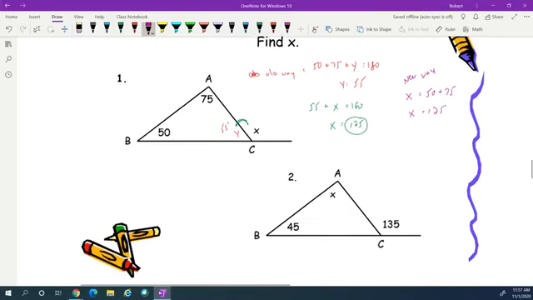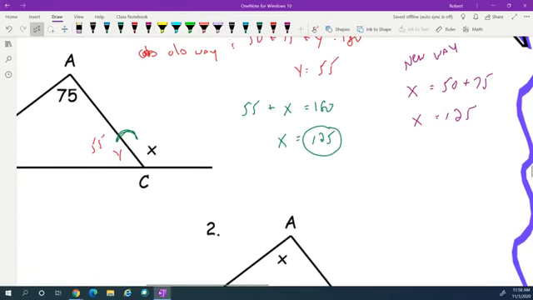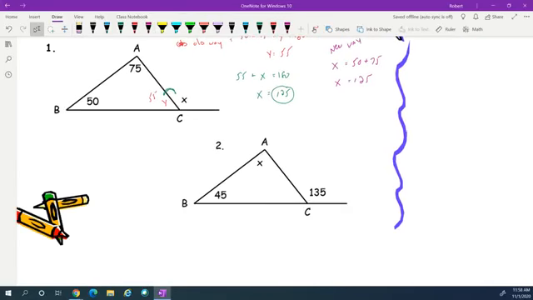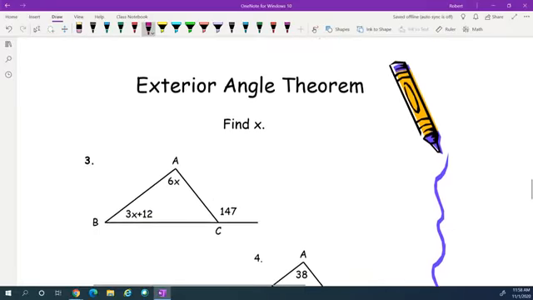And again, looking at number 2, our rule just says the x, whoops, sorry about that. It keeps happening to me. The exterior angle equals the sum of the remote interior angles. So 135 equals x plus 45. And in this case, x is 90. That's the whole rule. Let's keep going.